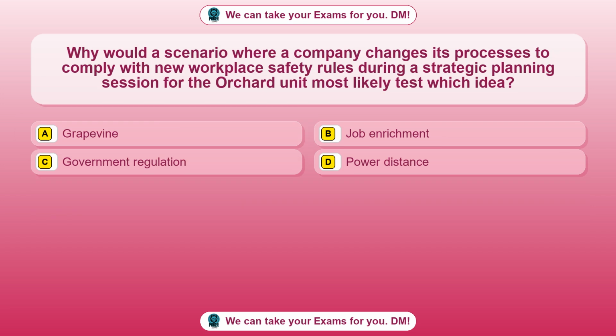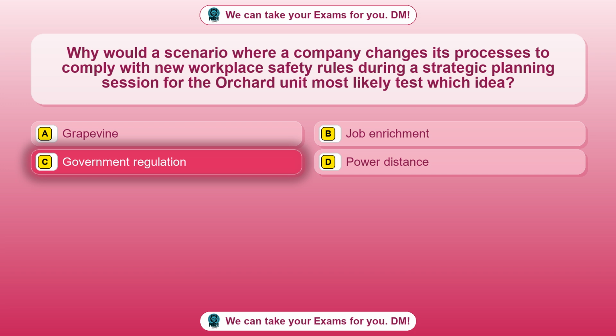Question 88. Why would a scenario where a company changes its processes to comply with new workplace safety rules during a strategic planning session for the Orchard unit most likely test which idea? Option A, grapevine. Option B, job enrichment. Option C, government regulation. Option D, power distance. The correct answer is option C, government regulation.